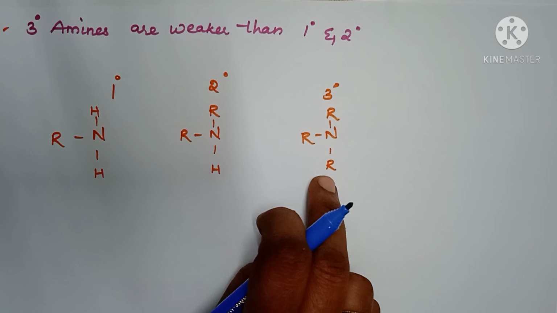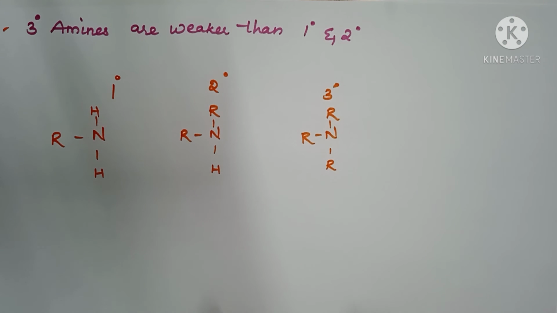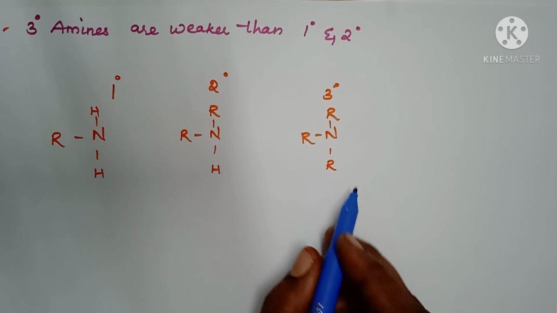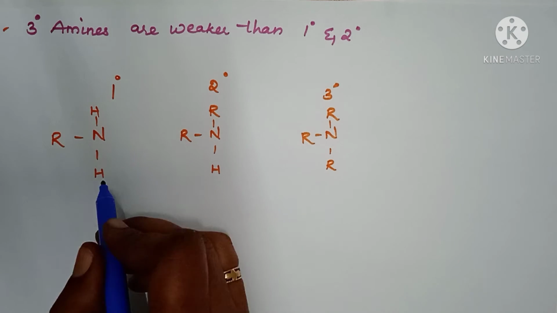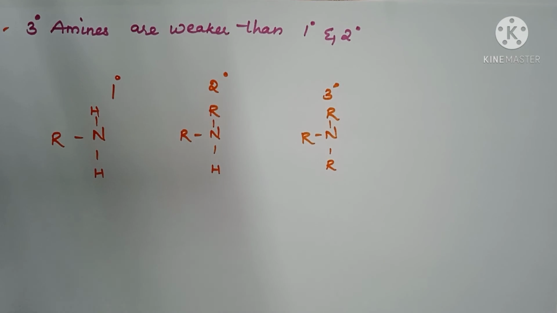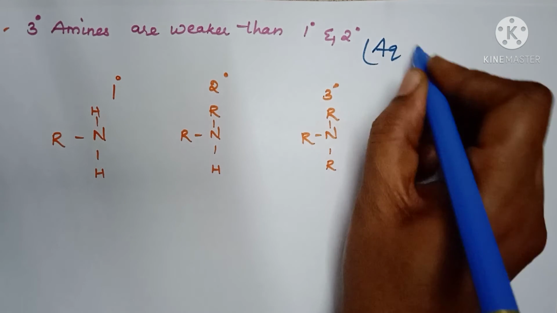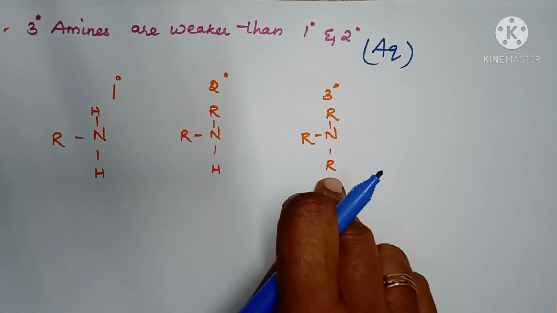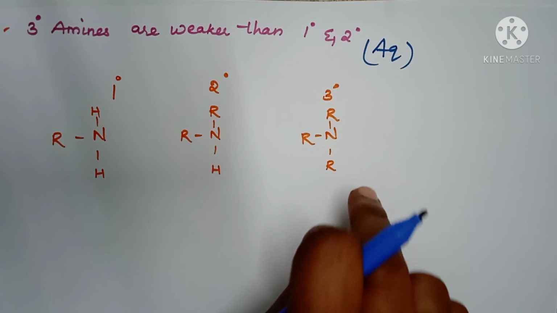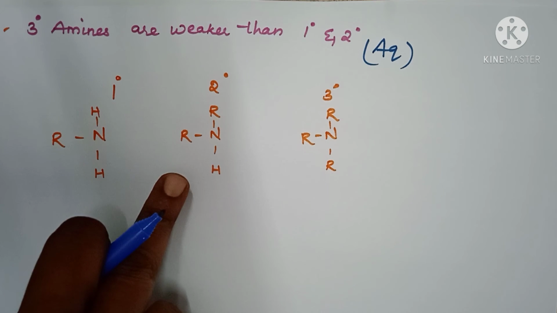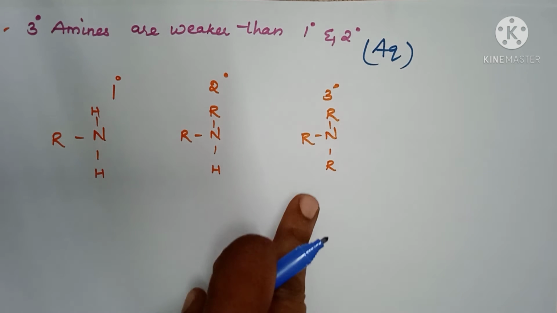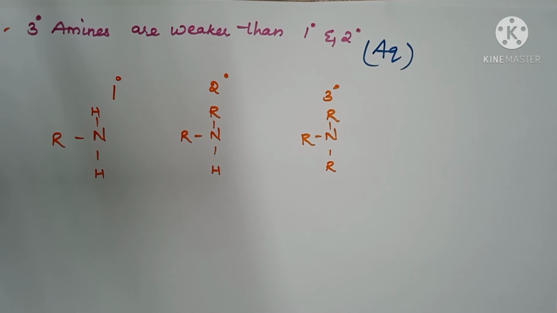Why are tertiary amines weaker? Because more alkyl groups are there, which are bulky groups, and steric hindrance takes place. That is why tertiary amines are weaker than primary and secondary. Also, in aqueous medium, it is less soluble in water, in the sense there is very little hydrogen atom compared to secondary and primary. In tertiary amine the alkyl groups are more, which are bulky, so steric hindrance takes place.